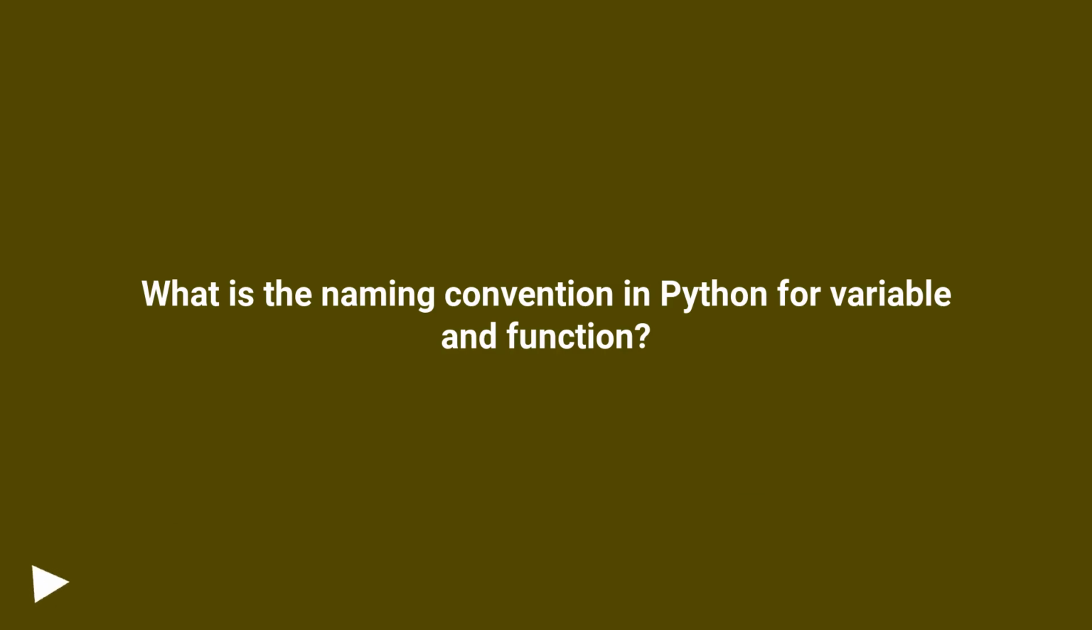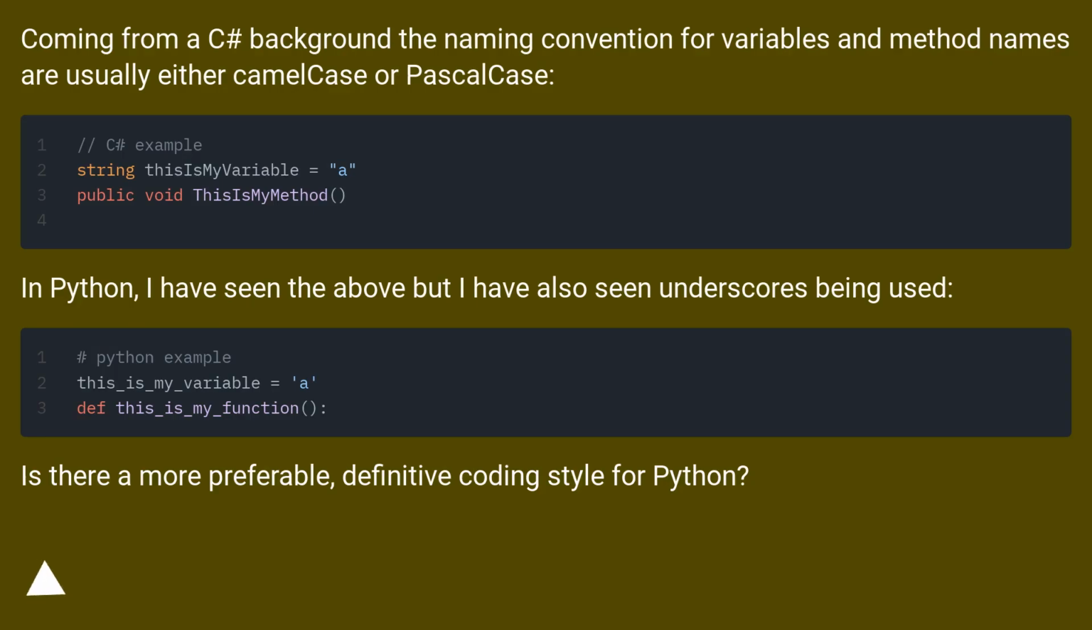What is the naming convention in Python for variable and function? Coming from a C# background, the naming convention for variables and method names are usually either camel case or Pascal case. In Python, I have seen the above, but I have also seen underscores being used. Is there a more preferable, definitive coding style for Python?